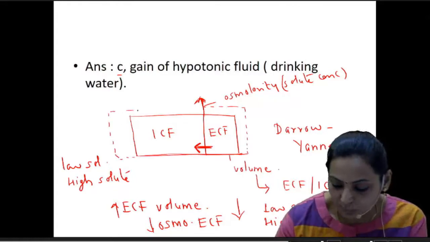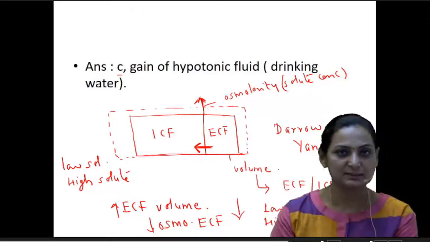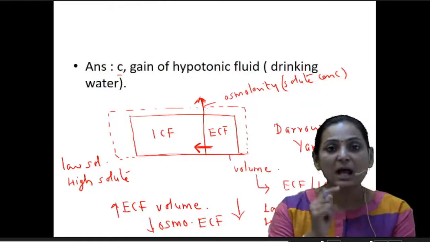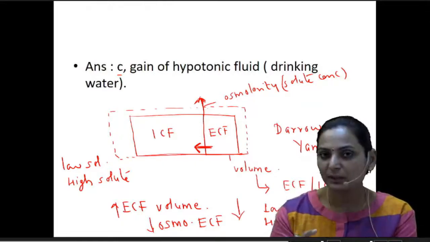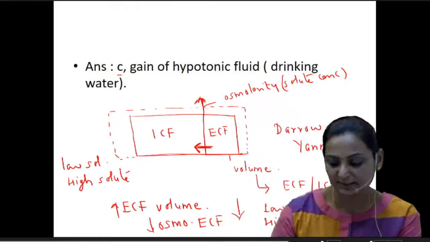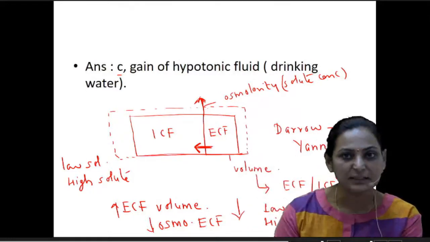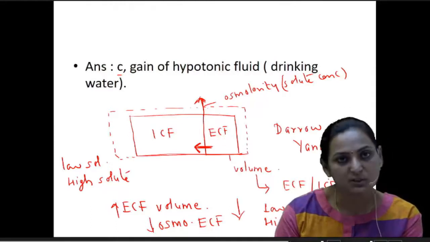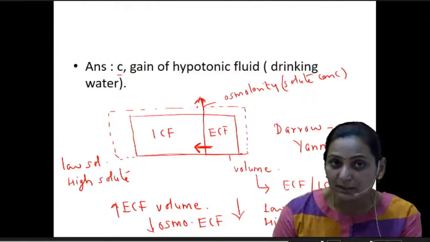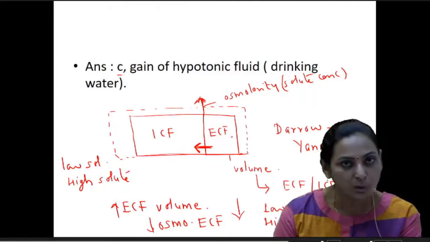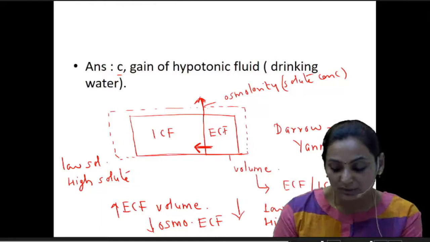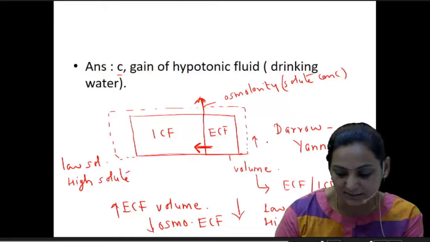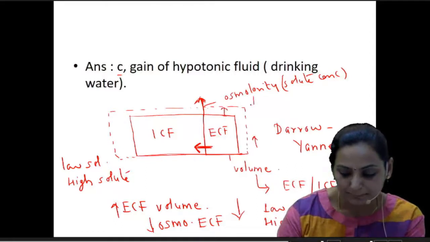The ICF volume will also increase. So this is the answer. When we are drinking hypotonic fluid, we are adding quantity to the ECF. Now we have added quantity to the ECF, but we have not increased the osmolarity. We have just added water to the ECF. So the ECF volume has increased, but the osmolarity has decreased.